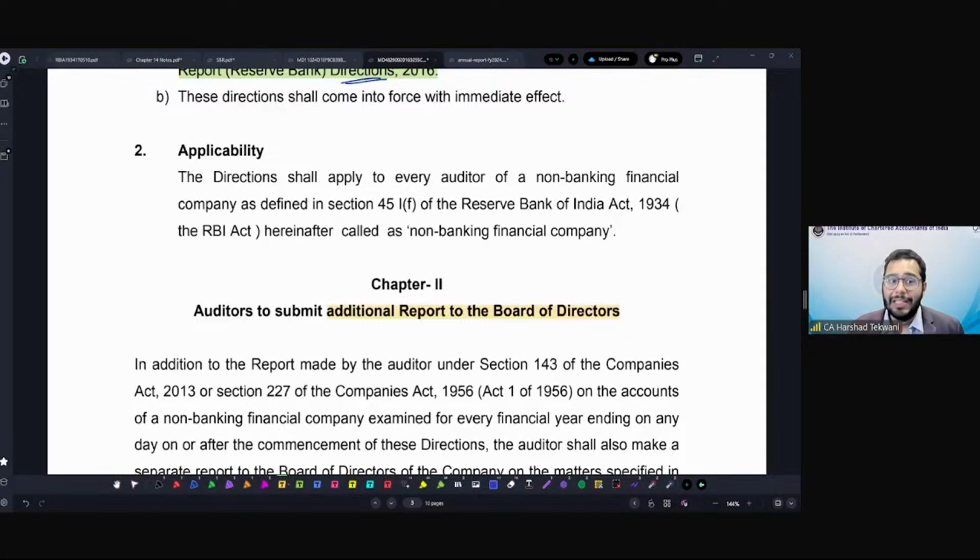Now, to whom is this applicable? It is applicable to the company defined under 45-IF of the Reserve Bank of India Act. So every auditor of the NBFC, it doesn't say middle layer, upper layer, base layer or anything. To each and every category of NBFC, it is applicable.